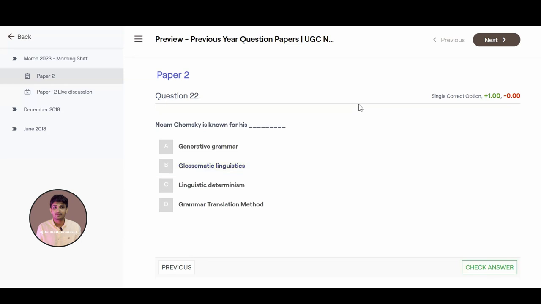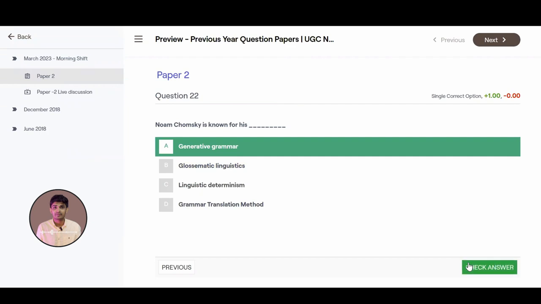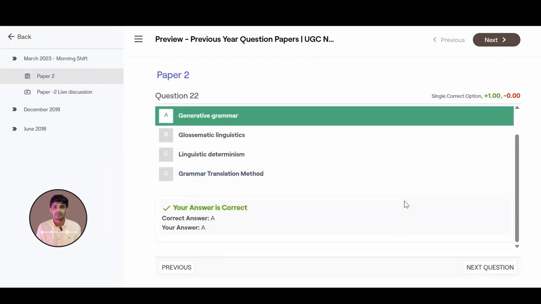22nd question. Noam Chomsky is known for his dash. This is something you should know if you're doing your master's or if you've completed your master's. At least a word. Give me the answer. You should know this. Noam Chomsky is a very significant linguist and critic. A is the answer. A critic who is 99 years old and still very active in academics. He has delivered a few online lectures for colleges across India during COVID time. So, yes, generative grammar is Chomsky's contribution.